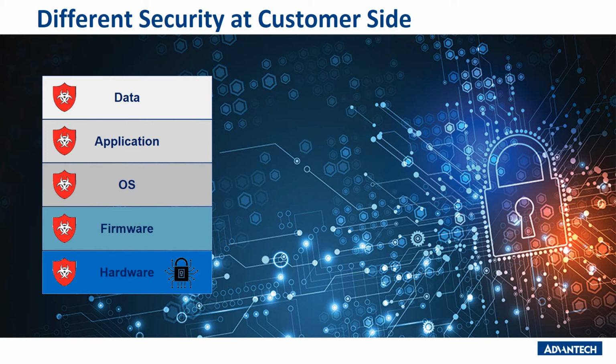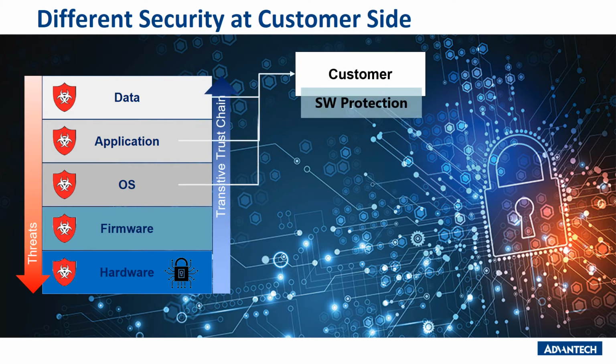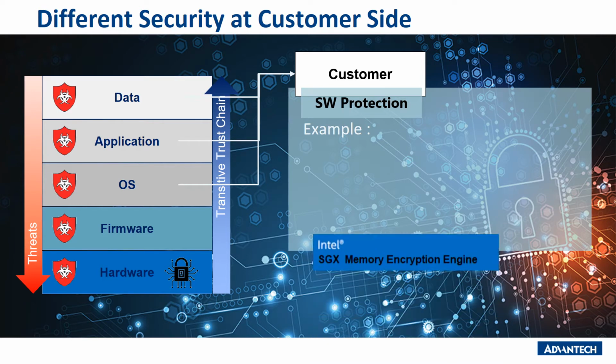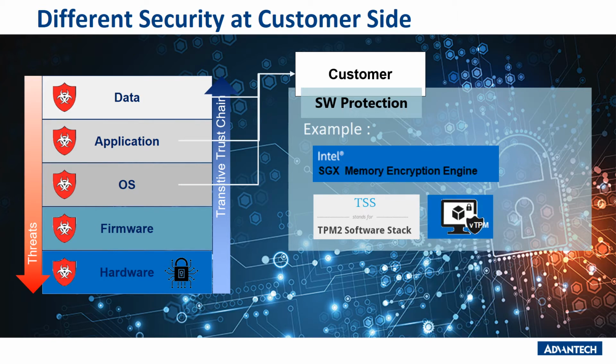Security from the OS and application layer is preliminary. There are several security protection methodologies at the customer side. For example, SGX, Software Guard Extensions, to encrypt memory for the application, TPM and TSS for kernel and user space encryption, virtual TPM, signed application, and so on.